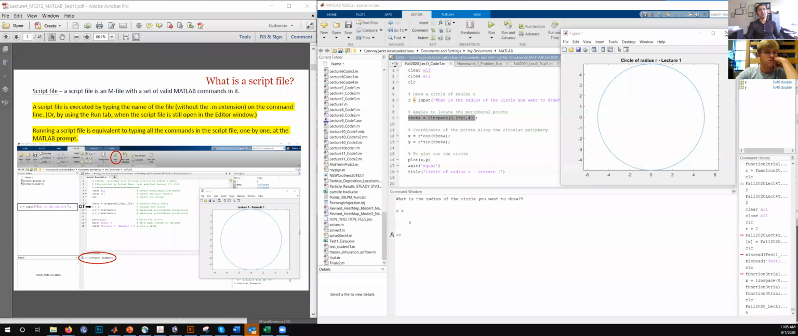Anyways, this is a typical example of a script file, and you guys already have done a similar problem, I think, in one of the homeworks. But we are going to do some more script file examples today. The bottom line is, this is something that would help you to repeat a calculation again and again. Right now, if we had written down all these things on the command window, you would have to type it out again to figure out a circle for a different radius, which you don't have to if you have a script file.